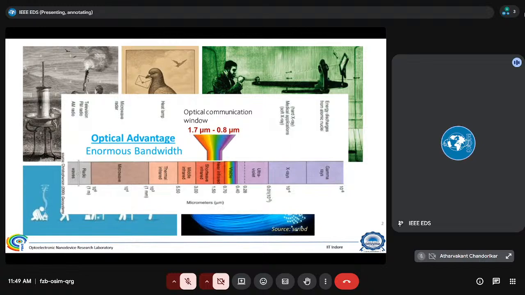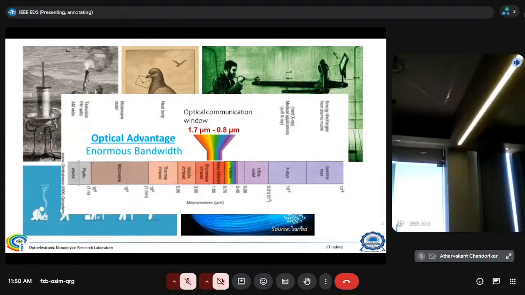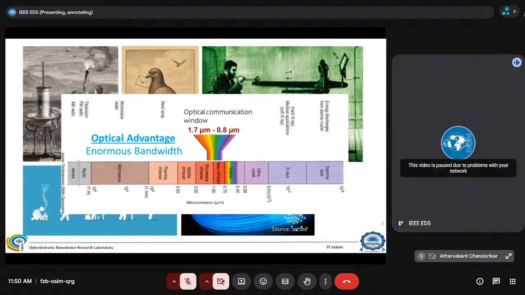Optics has an advantage when it comes to communication. What you see here is the electromagnetic spectrum. If you communicate at radio waves, or even microwave or millimeter wave, normally your information carrying capacity for any carrier is proportional to the frequency. So the more frequency you have, the more bandwidth you will have. So then people thought, why not use light for communication?